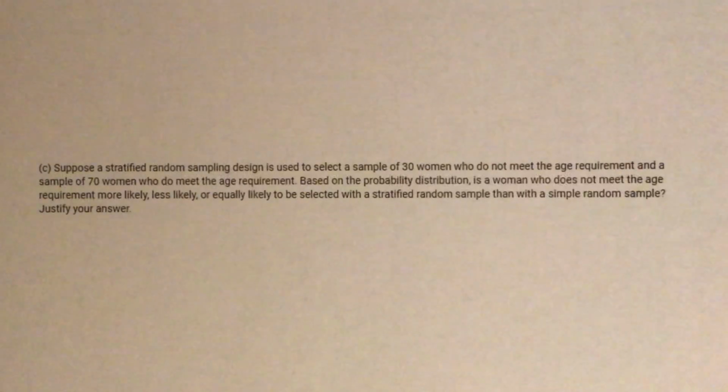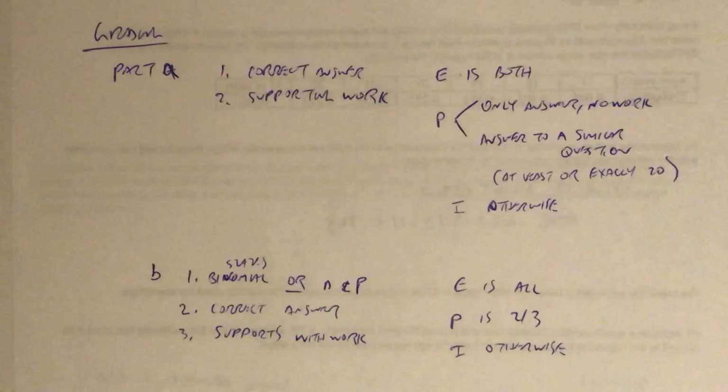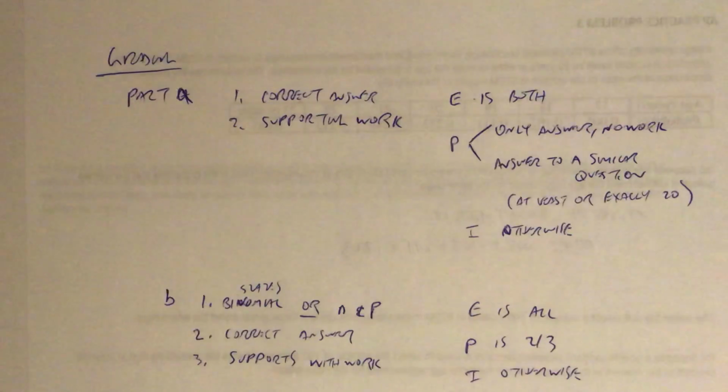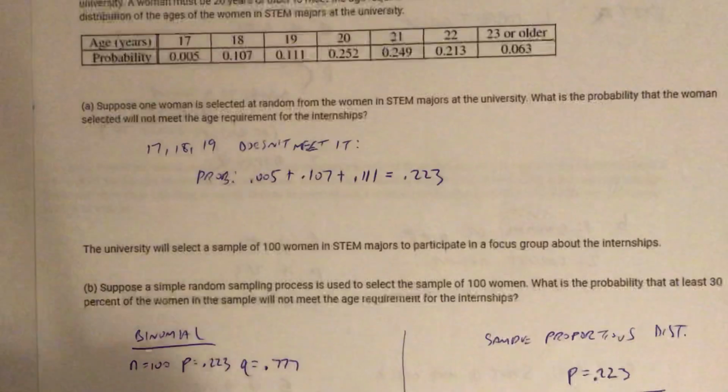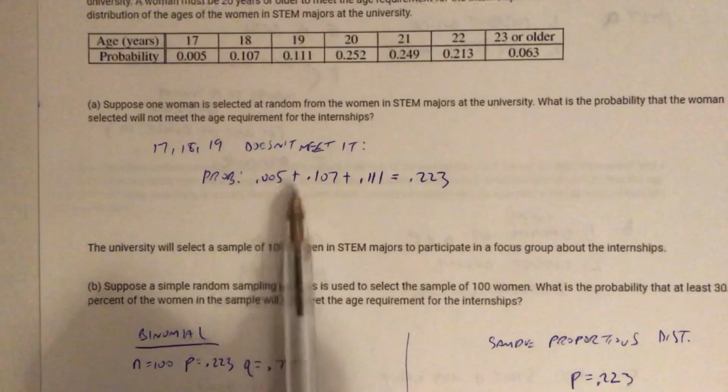All right, so now let's look at the point totals for this problem. Make sure we got the right sheet here. For part A, you needed to get the correct answer, that decimal answer or percent, and then the supporting work. What I mean by supporting work is, here's my work. They needed to see something about you talking about those three groups and adding them together.